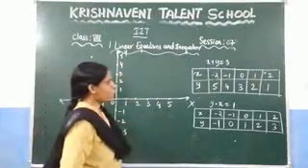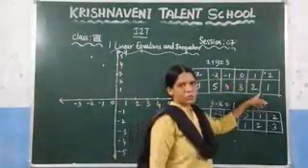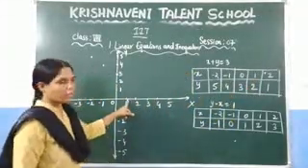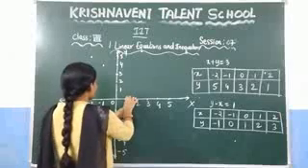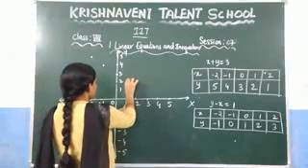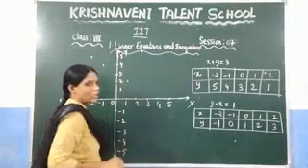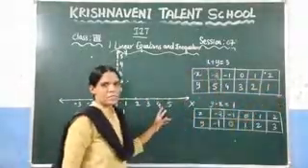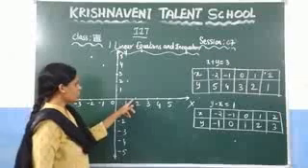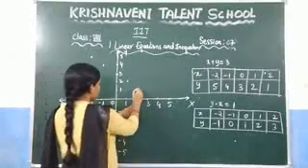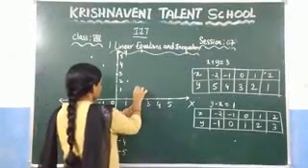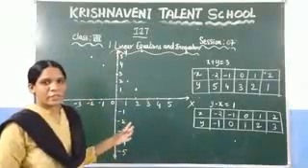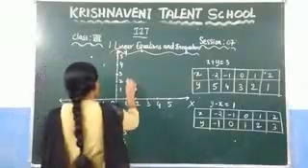Now let's see the next one, 1, 2. 1 is on the x-axis, this is 1, and 2 on the y-axis, this is 2. So the intersection point we will get here. Right? Now see the last one, which is 2, 1. 2 on the x-axis, 1 on the y-axis. This is 2 and this is 1. Now let us join these so that we will get a straight line. So join line 1.